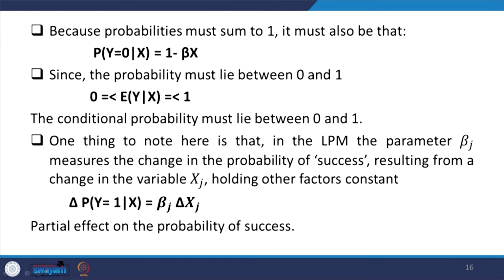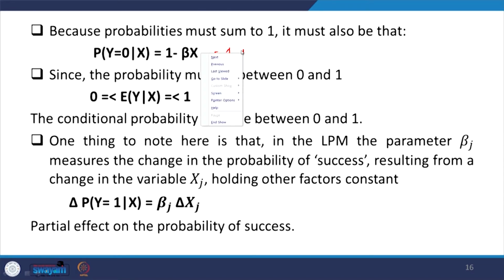Now, let us clarify it further. Because probabilities must sum up to 1, if y equals 0 given x, then since the probability of success was beta x, the non-occurrence of the event, that is the probability of failure, should be 1 minus beta x, or 1 minus pi.